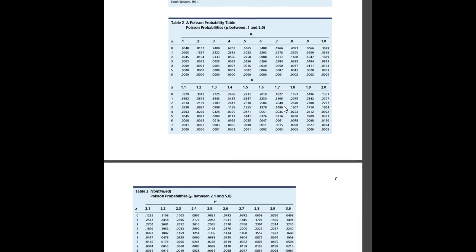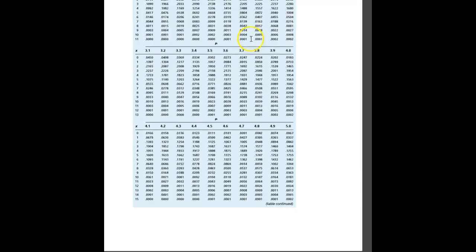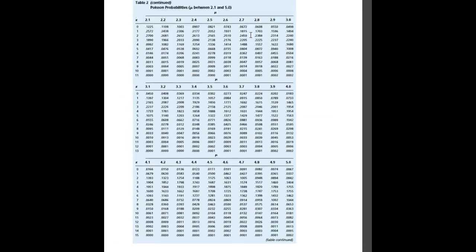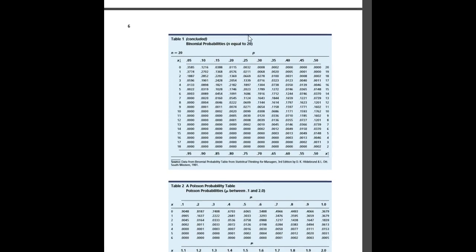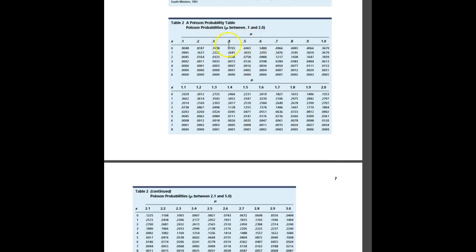The Poisson starts on, looks like page 6 of this PDF. The Poisson tables are set up a little bit differently, whereas it's just one long big table. See how it just continues? And all we're looking for is our mu. So what is our mu? Our mu in this problem was 1.5. So we just look across the top here and find our mu. Boom. There is our mu. Okay, 1.5 is our mu.